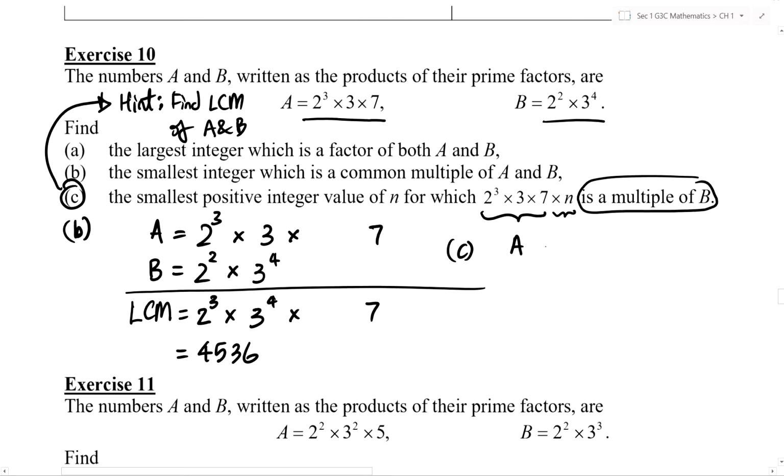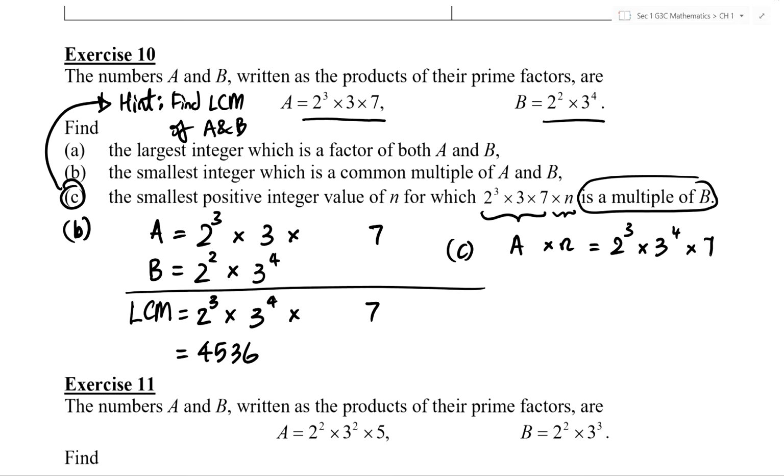This is actually A times N equals to LCM of A and B. Okay? Or anybody unsure about this part still? A times N is actually LCM of A and B. And now I'm going to replace the LCM of A and B with whatever we found in part B, which is 2 to the power of 3 times 3 to the power of 4 times 7. All okay so far? Alright?